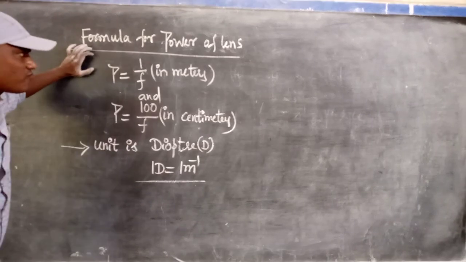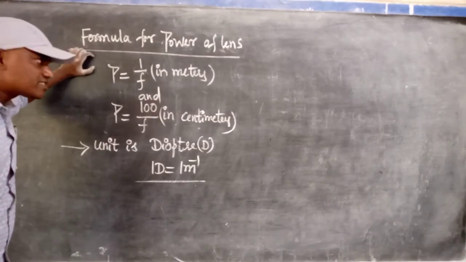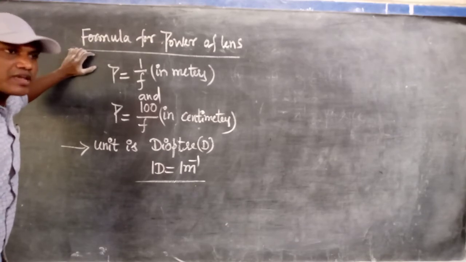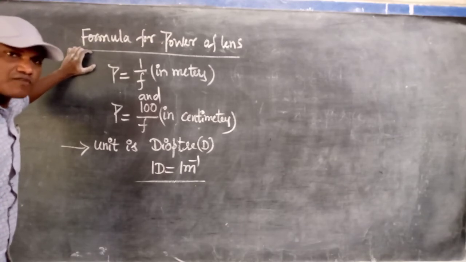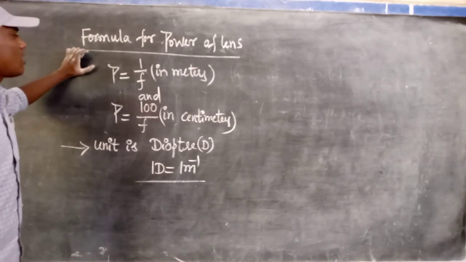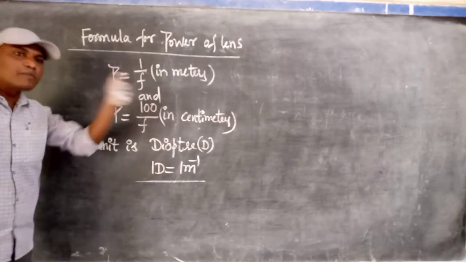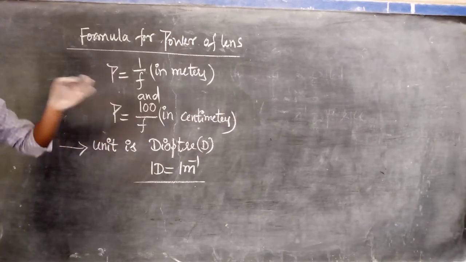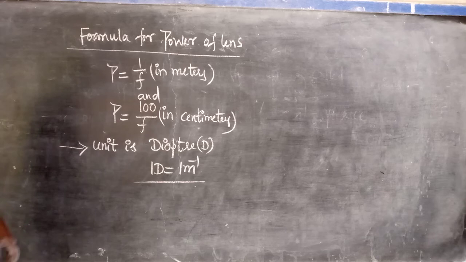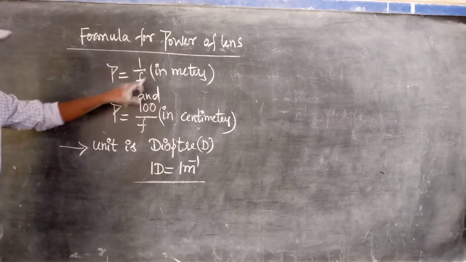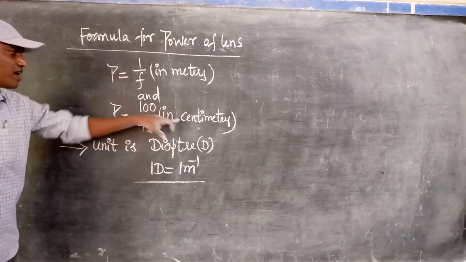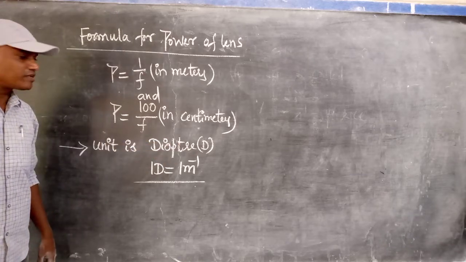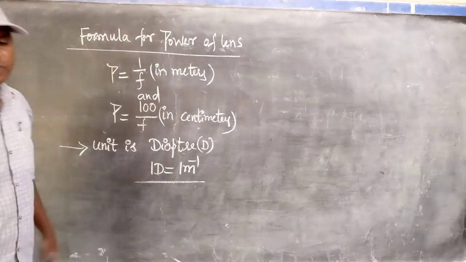So the reciprocal of focal length is called power of lens. What is the use of the power of lens? With the help of the power of lens concept, you can easily find out the degree of convergence or divergence of the lens, or its ability to produce convergence or divergence. So P equals 1 upon F in meters. P equals 100 upon F in centimeters. Its unit is diopter, denoted by capital D. 1 D equals 1 meter power minus 1.